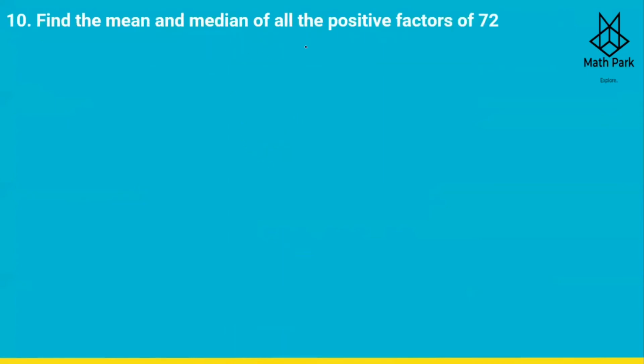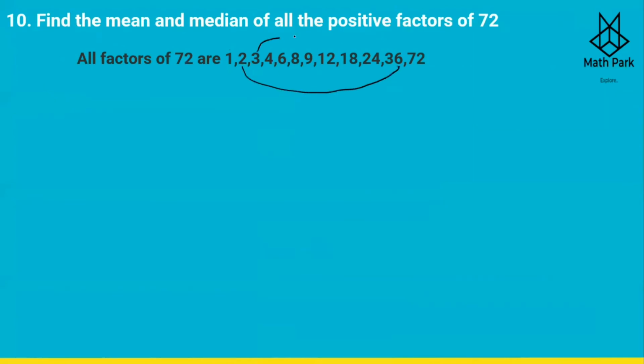Find the mean and median of all positive factors of 72. So the factors of 72 are this. What you have to do is 1 into 72 is 72. 2 into 36 is 72. 3 into 24 is 72. 4 into 18 is 72. 6 into 12 is 72 and 8 9s are 72. This is how we get all the factors and they are arranged in the ascending order.